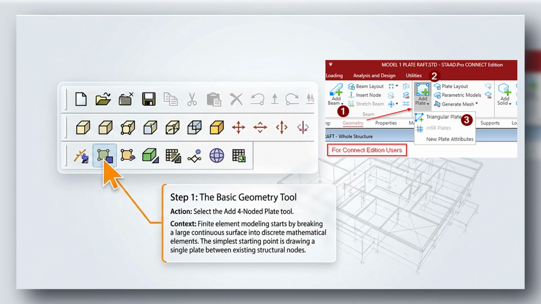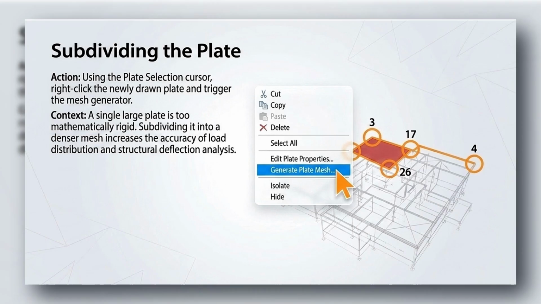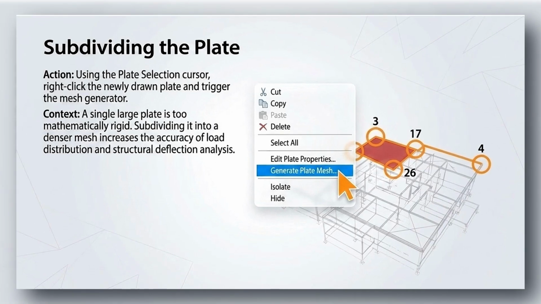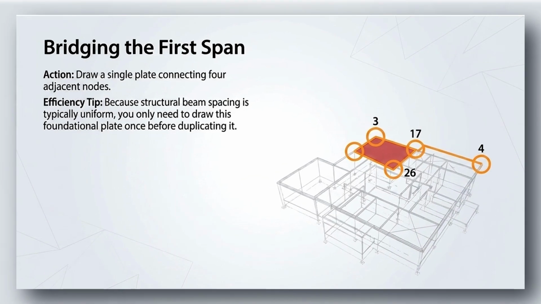Locate the Add 4 Noded Plate tool on the STAAD toolbar. Then draw a plate between nodes. Draw one plate between 4 adjacent nodes. Since the beam spacing is typically equal, you only need to do this once. Then the next step is Generate Mesh.